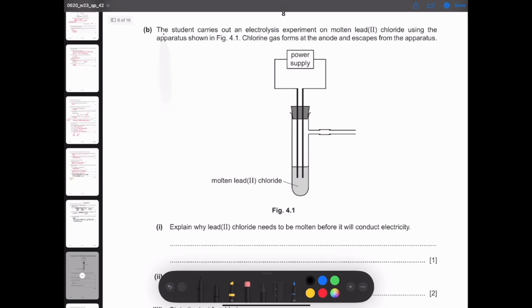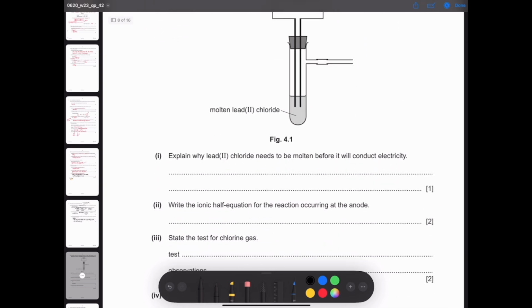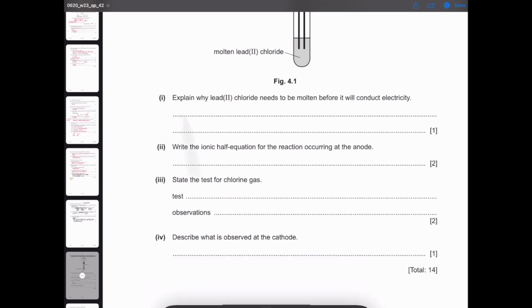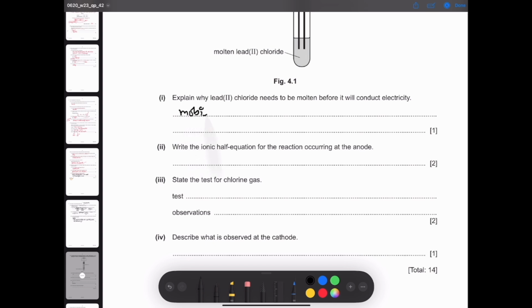The student carries out an electrolysis experiment on molten lead chloride using the apparatus shown. Chlorine gas forms at the anode and escapes from the apparatus. So this is an electrolysis setup. Explain why lead chloride needs to be molten before it will conduct electricity. See, ionic compounds need to be in molten or aqueous state for them to be able to conduct electricity. The simple reason is that in aqueous or molten state, they have free ions. Ions are free to move.